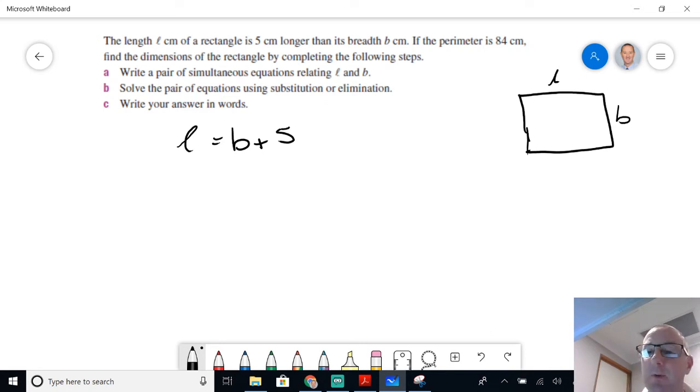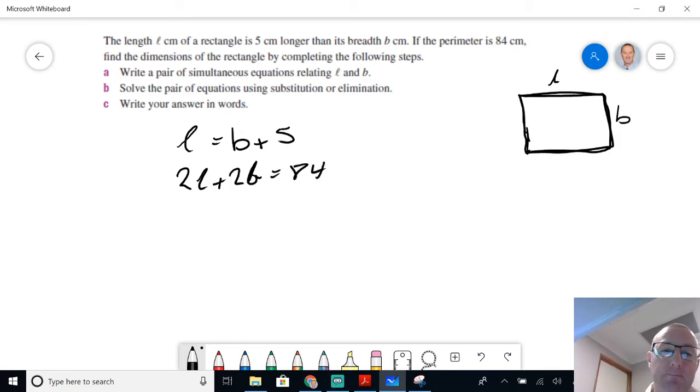Now the second thing we're told is that the perimeter is 84 centimeters. Now the perimeter is the distance around the outside of our rectangle. So that means that 2L plus 2B, because we've got L plus B plus L plus B. So 2L plus 2B is equal to 84 centimeters. And so that's our second simultaneous equation.